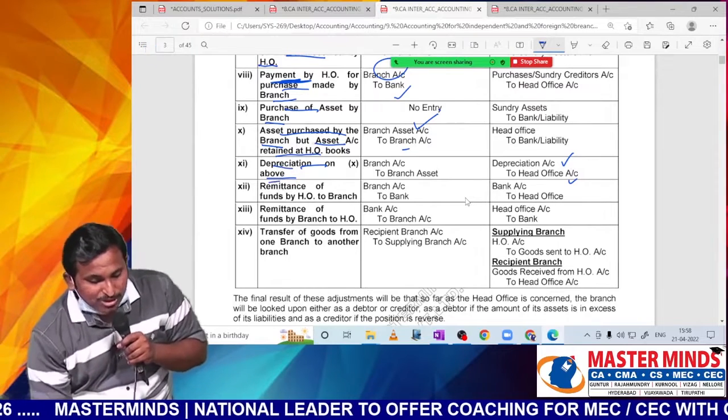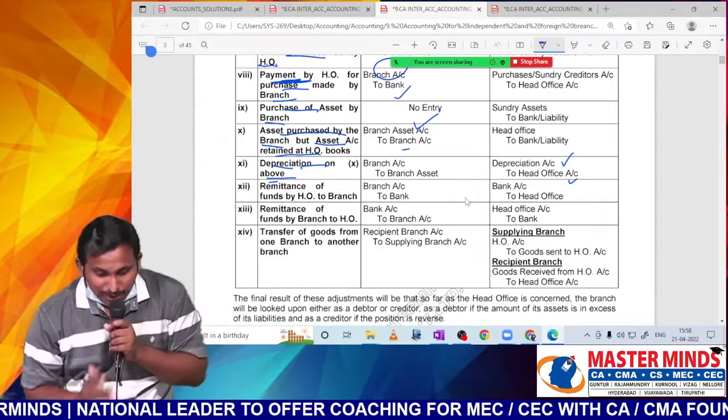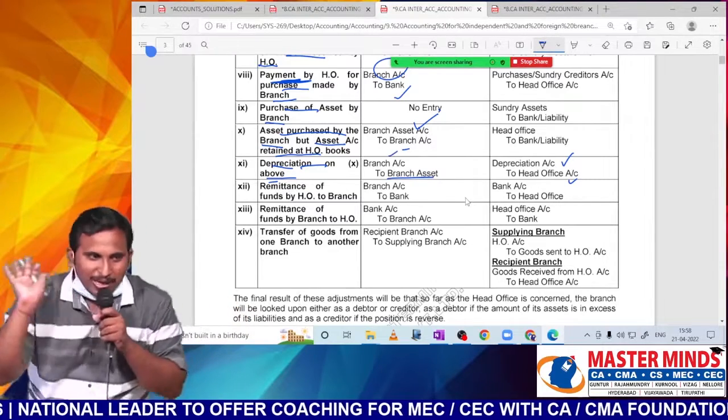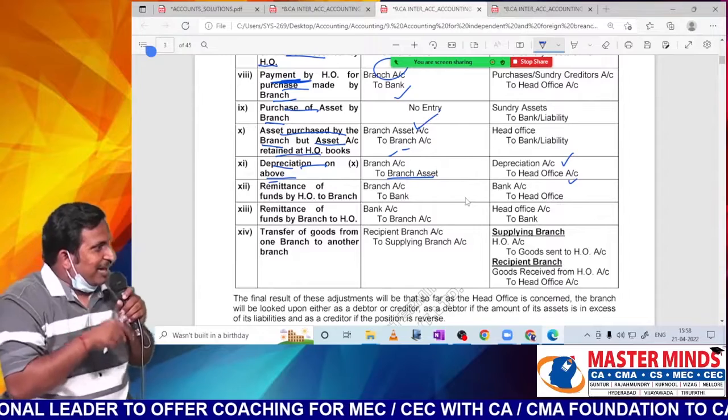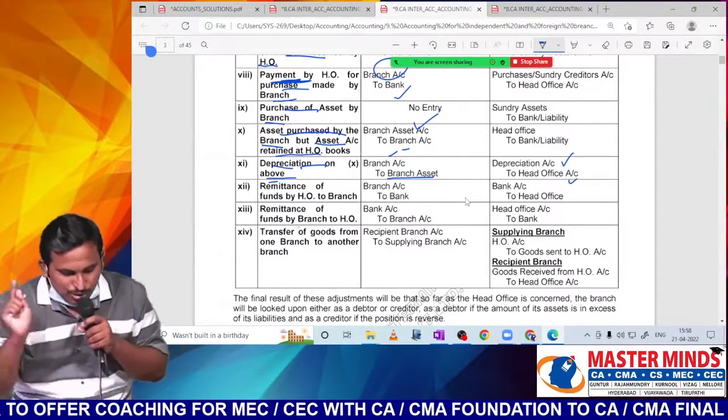But because of depreciation, what should happen? Asset balance should reduce. Am I right or not? So we will reduce the asset, balance to branch. Because we are maintaining the asset account, because of depreciation the asset balance should reduce, balance to branch.